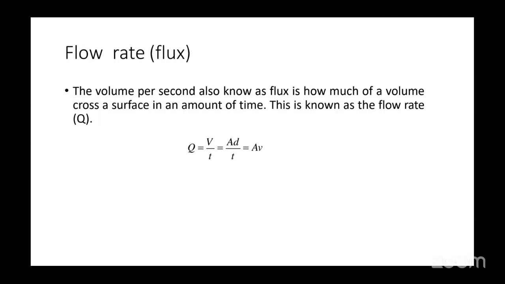So our flow rate Q is equal to V over T. Look at the V, that is volume over T. The volume is a capital letter, while in AV, the V there is a small letter indicating that it is a velocity. So don't mix up the two equations: volume over time, or area times speed. Area times speed, that is our flow rate.